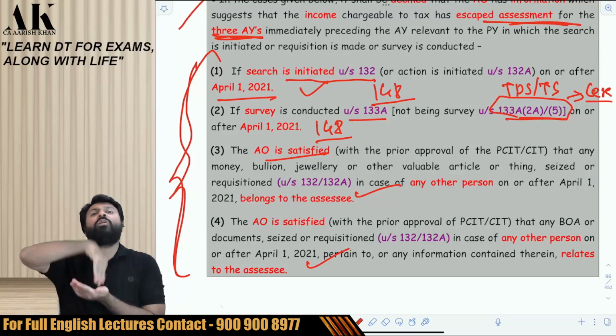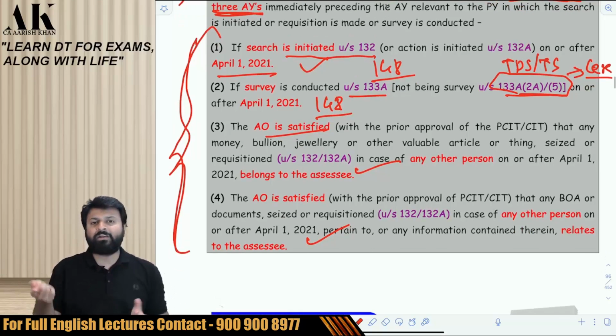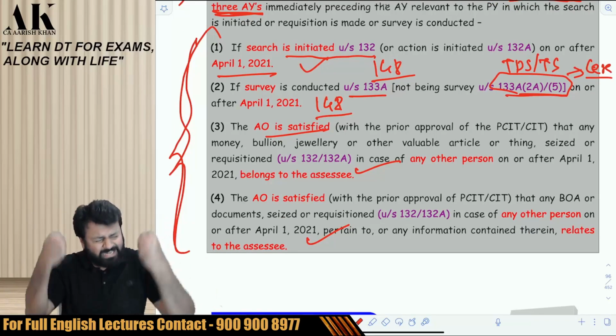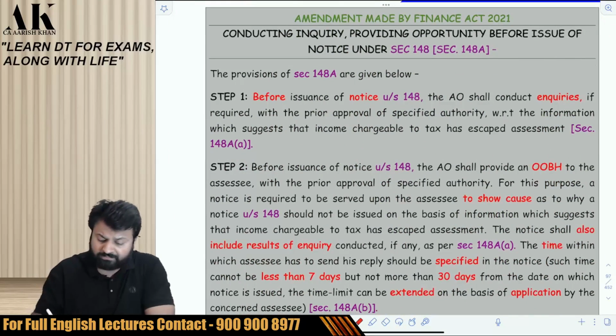Whether the inquiry notice has to be sent or not, that we will see in the next section, that is 148A. So once a survey is done, inevitable 147 assessment will be done. Once a search and seizure is done, inevitable 147 assessment will be done. Whether inquiry notice will be sent or not, that we will see now in this section.